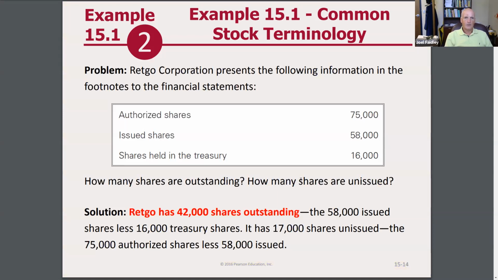All right, so authorized, issued, and outstanding. In this particular example for Redgo, you can see the 58,000 issued shares, that's 16,000 treasury. There's 17,000 shares unissued, the 75,000 authorized. So authorized, issued, shares in treasury, so 58 minus 16 says we've got 42,000 shares that we calculate earnings per share on.